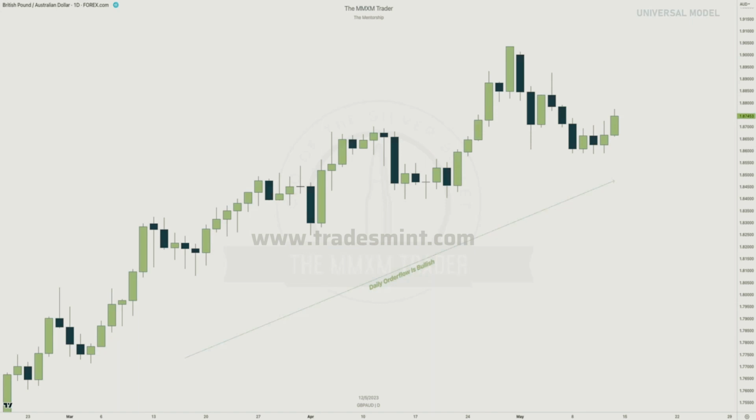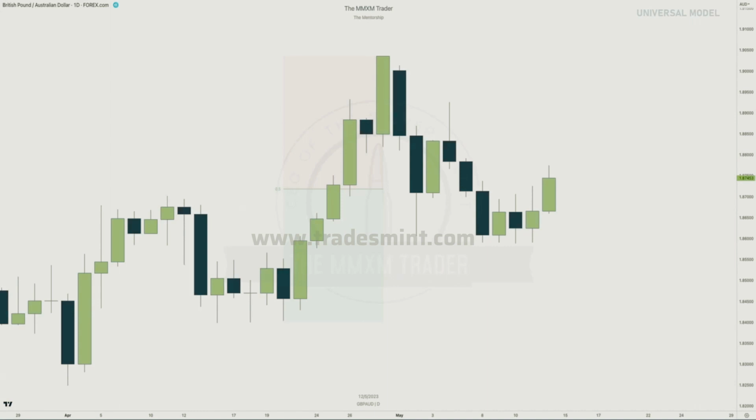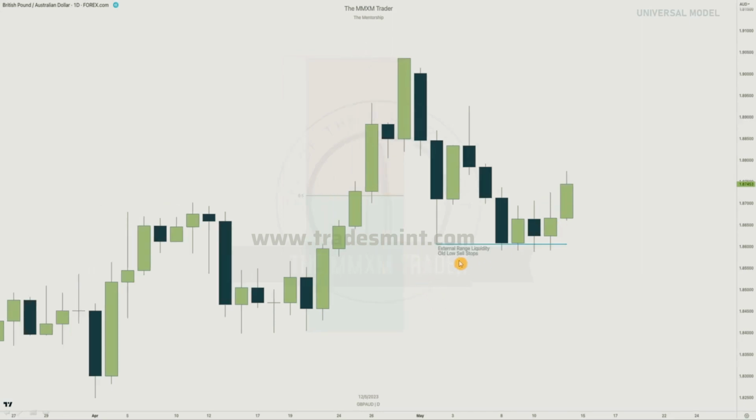So what is our long-term perspective, right? What did we do over here? Let's zoom in a little bit. We got our discount into premium range, right? So what happened prior to this up move? We got that external range liquidity purge, right?